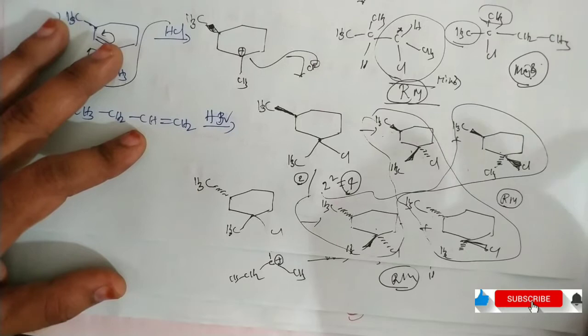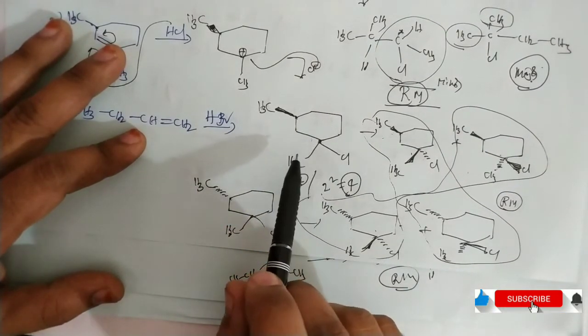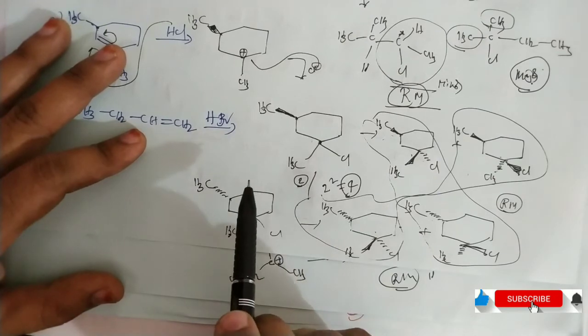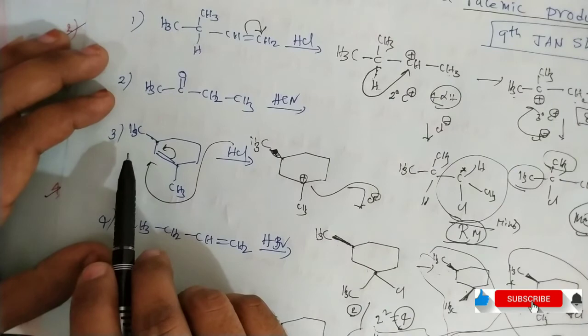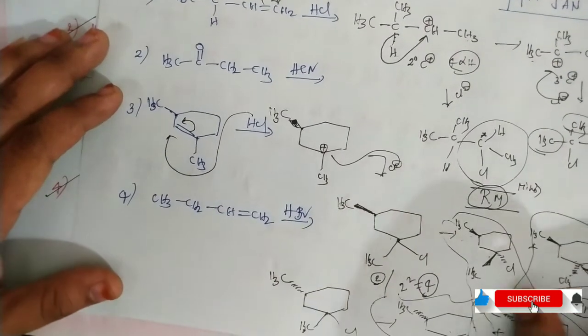Of course, generally we can predict like this. These two are the chiral carbons, so 2 power of 2, 4 isomers are produced. Among the 4 isomers, there are two enantiomeric pairs. So in this reaction, the formation of the racemic product is possible.